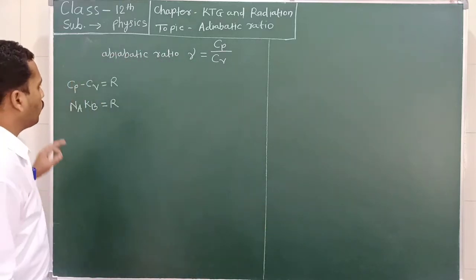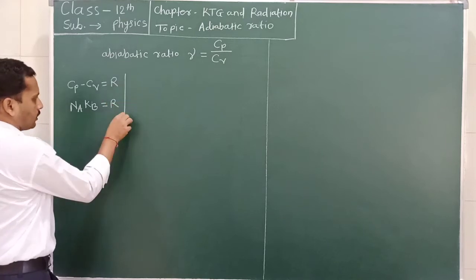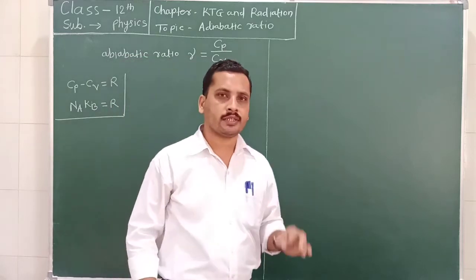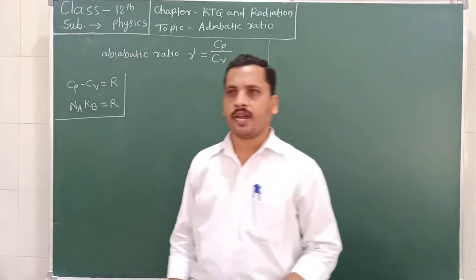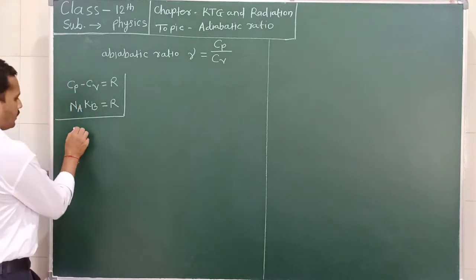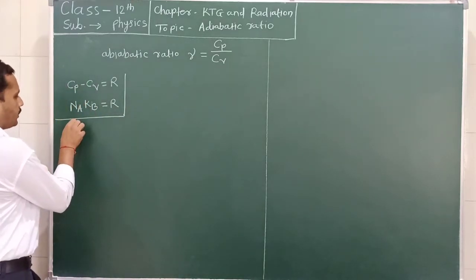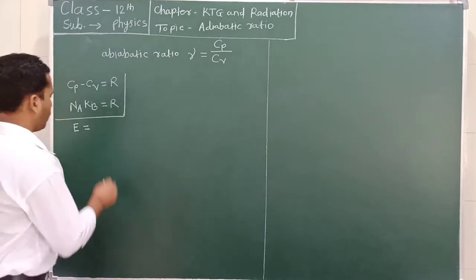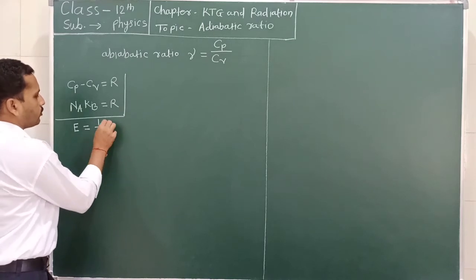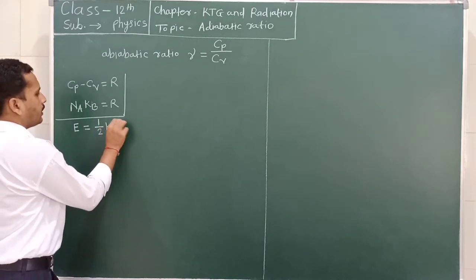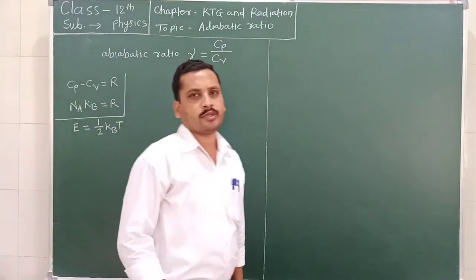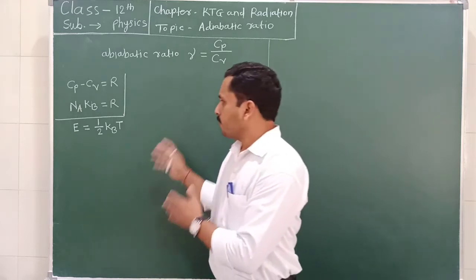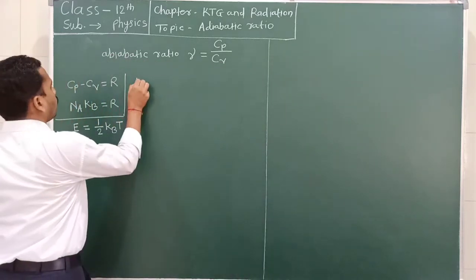Okay, now we are going to discuss this adiabatic ratio in terms of monoatomic, diatomic as well as polyatomic gases. We know that the kinetic energy or the internal energy per molecule per degree of freedom is equal to 1 by 2 kB multiplied by T, where T is the absolute temperature of the gas. So let's start. First gas is the monoatomic gas.